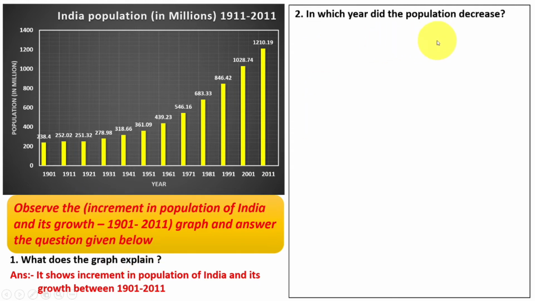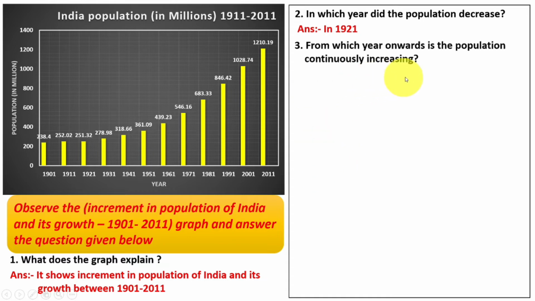In which year did the population decrease? Here you see 238.4, 252.2, 251.3. So in the previous decade, 1911, it was 252. In 1921 it was 251. So in the year 1921 there is a decrease of population. From which year onwards is the population continuously increasing? Here, no doubt, from 1931 onwards there is no decrease at all. It is increasing continuously.